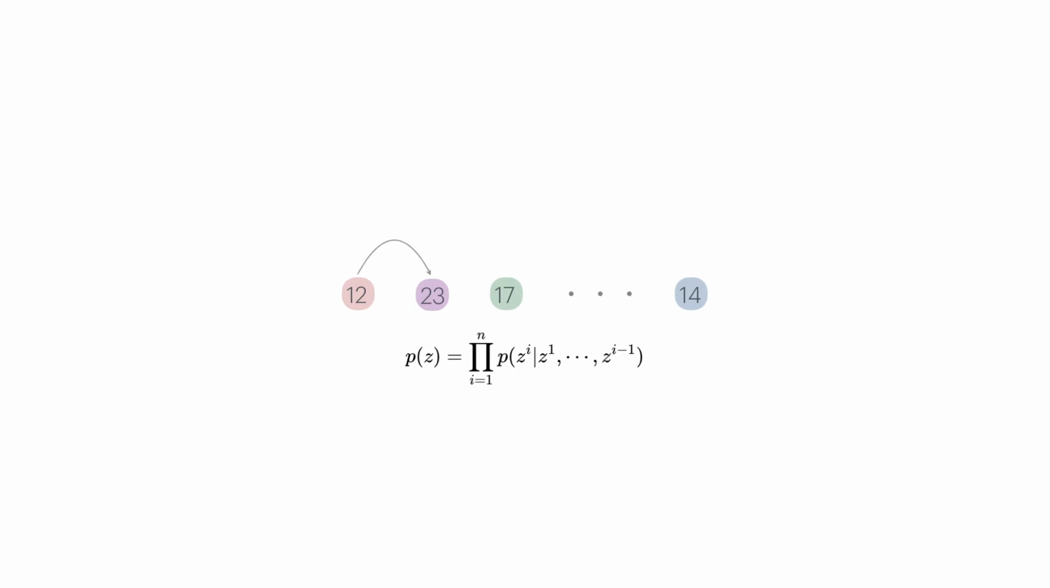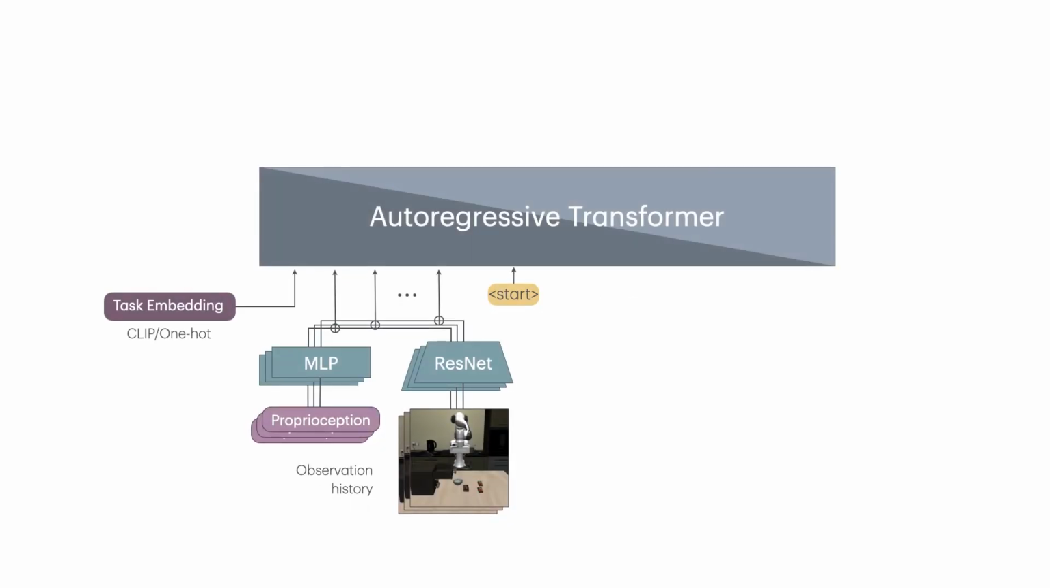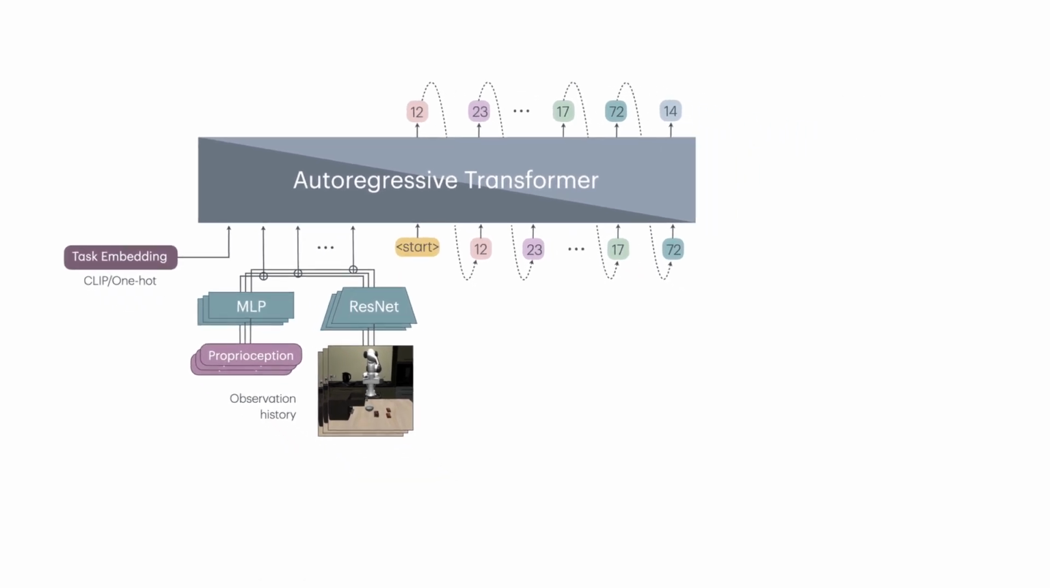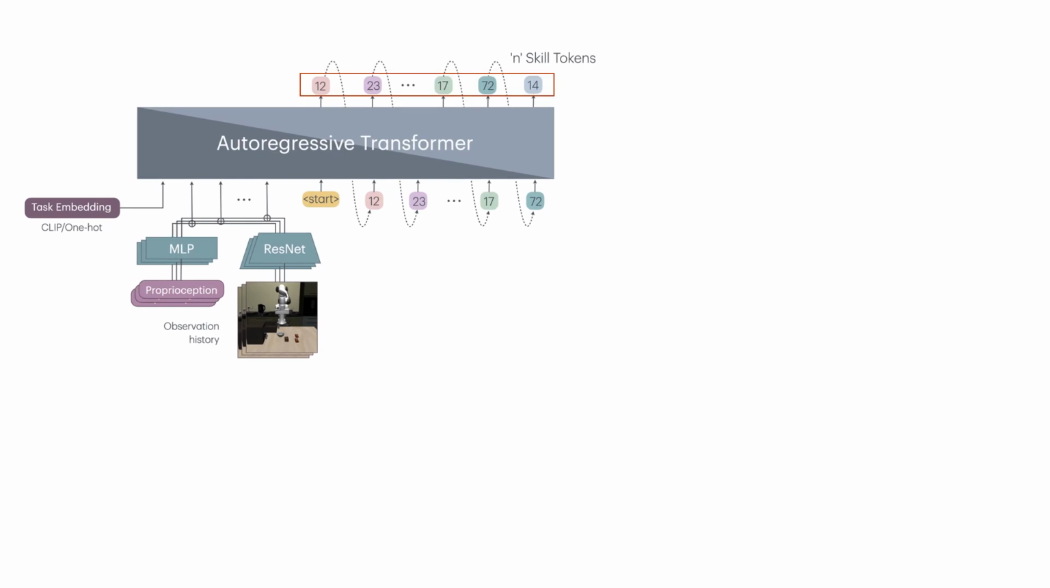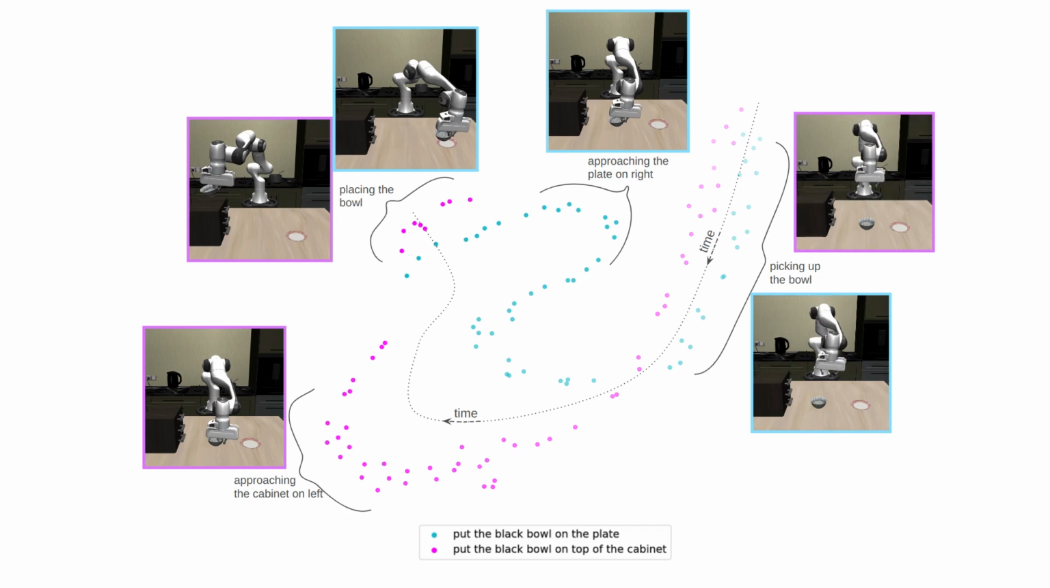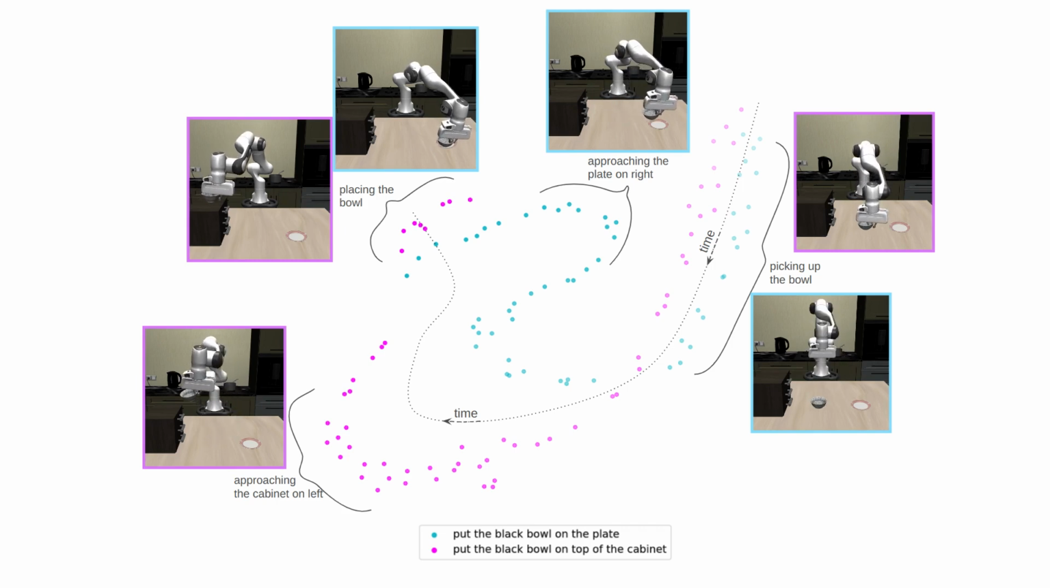Next, we learn a prior over the sequence of skill tokens using a GPT-like decoder-only transformer. Specifically, we encode the task and different observation modalities into respective tokens and model them with the skill tokens using a next token prediction objective. At inference, we prompt the skill prior with the task description and current observations, then autoregressively sample a sequence of skill tokens. The decoder then maps these skill tokens into a sequence of predicted actions, which are executed in a receding horizon fashion.